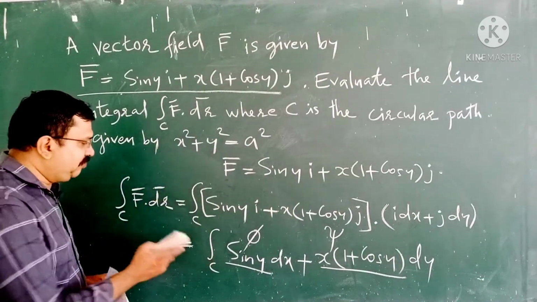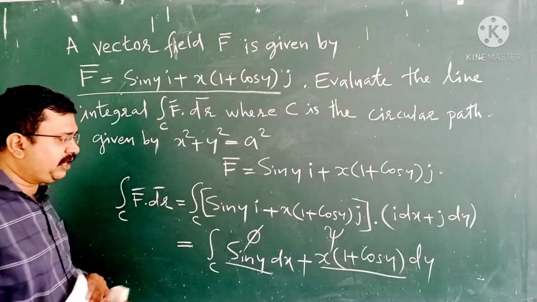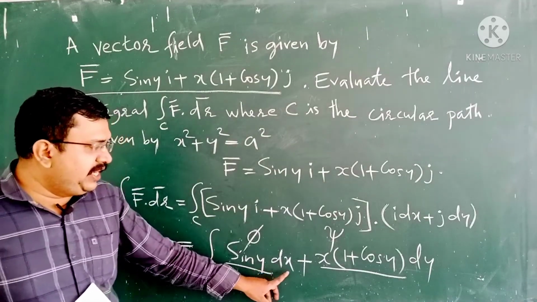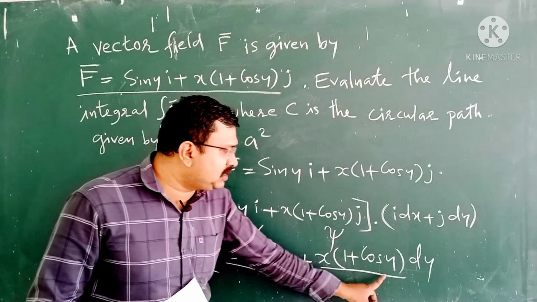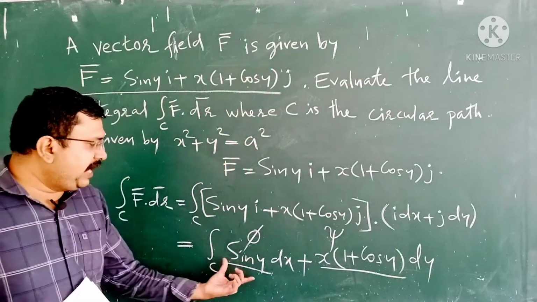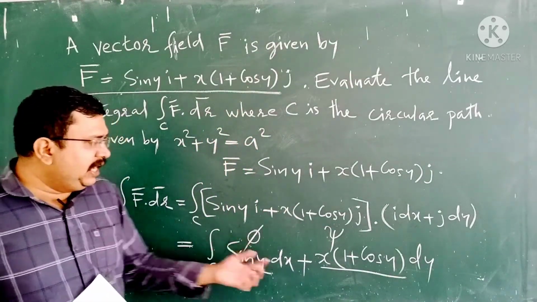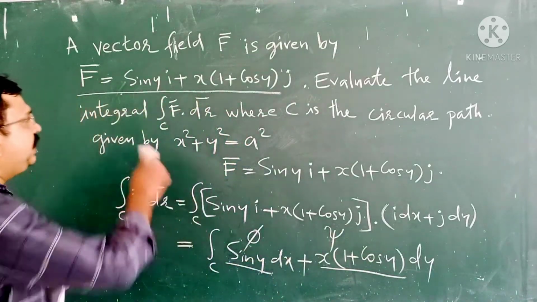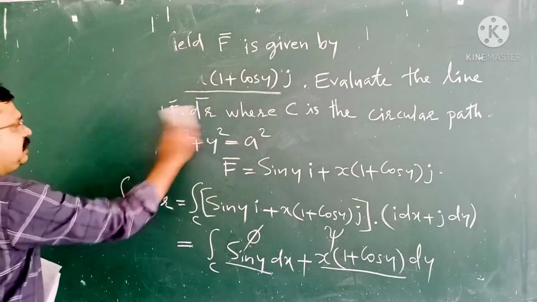Please write these steps. First we may find out F dot dr. F dot dr is given by the integral over C of sin y dx plus x into (1 plus cos y) dy. Remember that sin y is our phi, and x into (1 plus cos y) is our psi. Now we can apply Green's theorem.